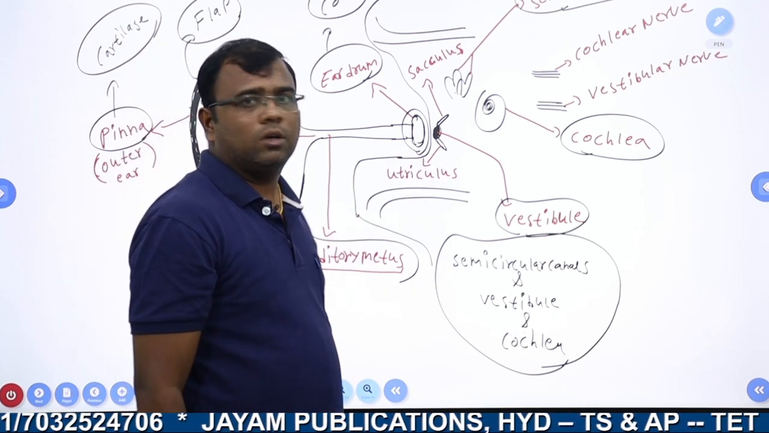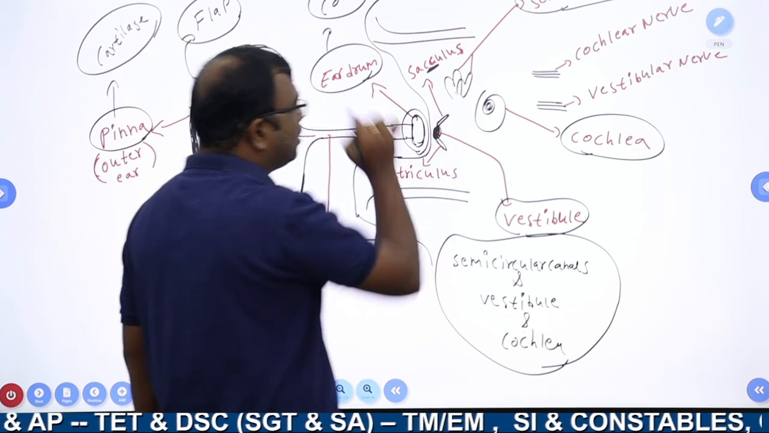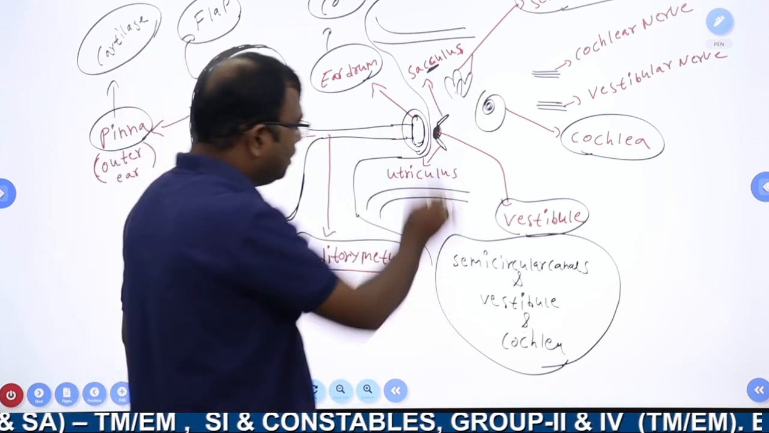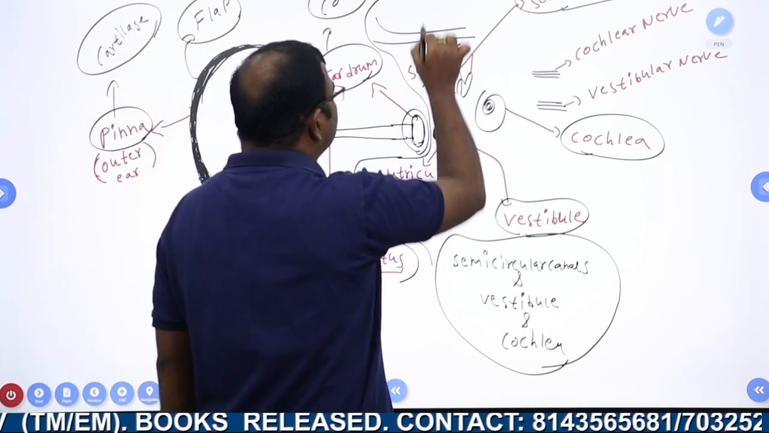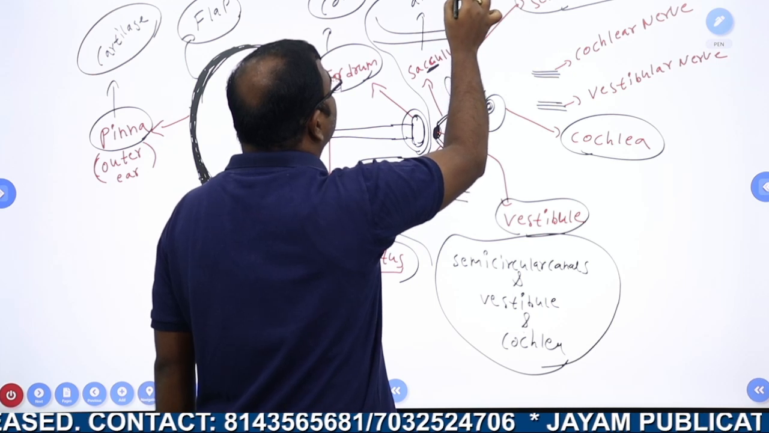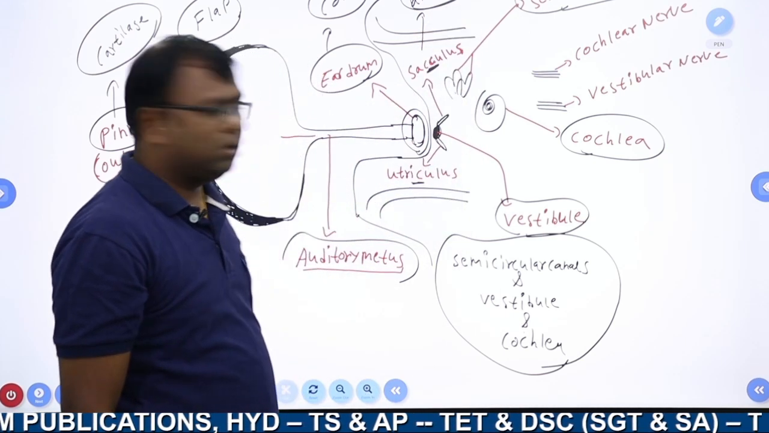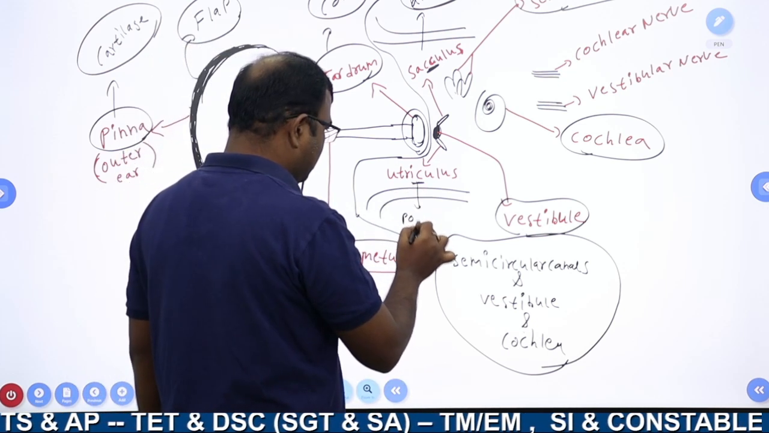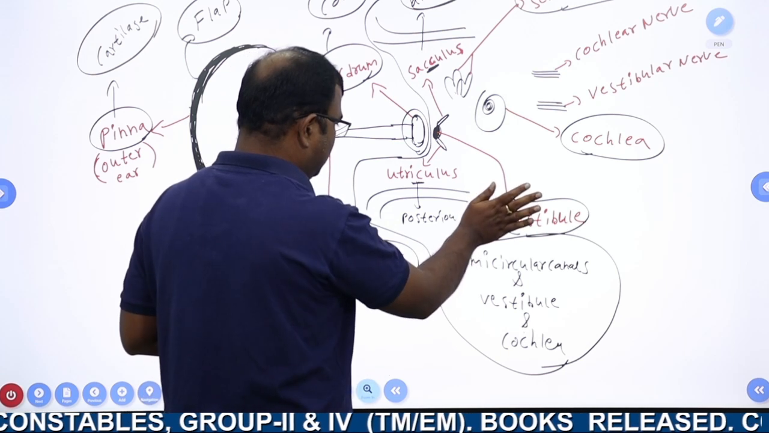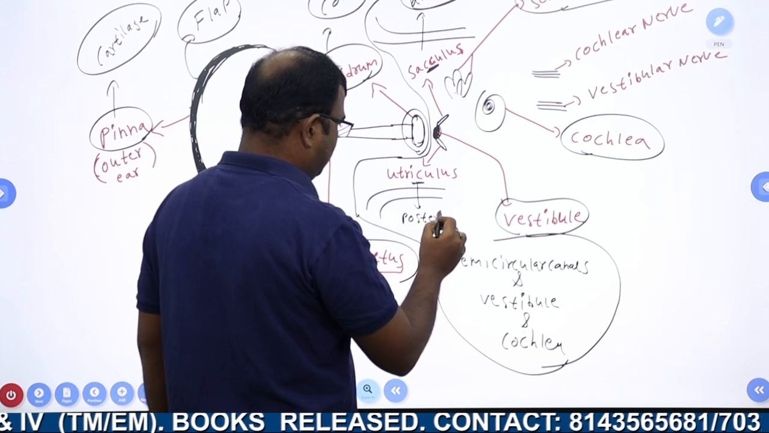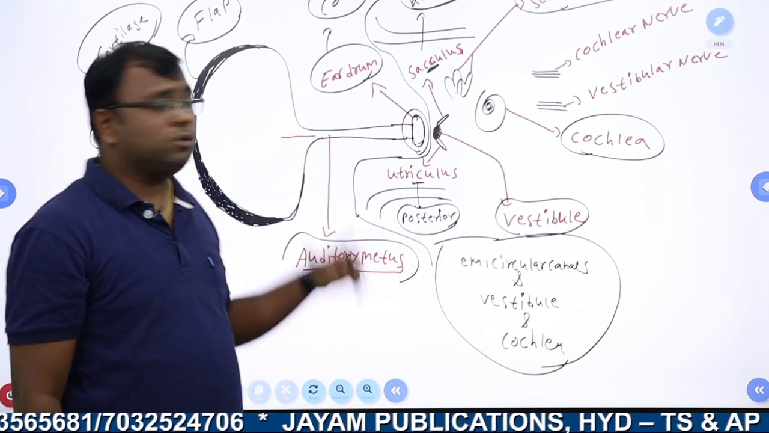Look at this picture. The anterior part of the vestibule is also called sacculus. Next, the posterior part of the vestibule is also called utriculus. The anterior part of the vestibule is called sacculus. The posterior part of the vestibule is also called utriculus.